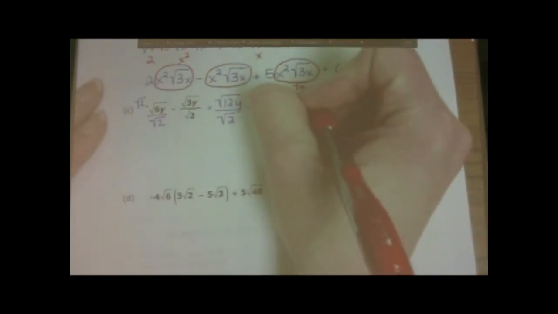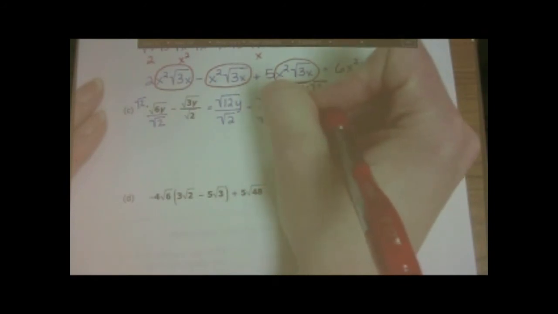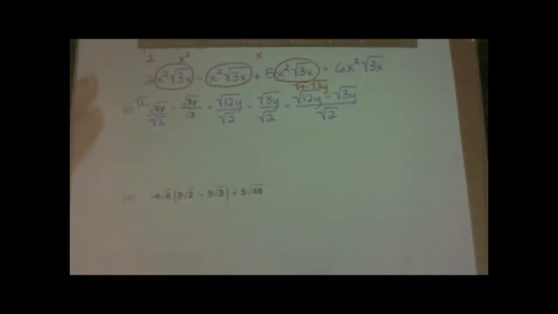All right, so what perfect square goes into 12? That's 4. 4 times 3. So actually what I'll do is I'll have the square root of 4 times the square root of 3y, because that part won't simplify. The square root of 4 is 2, so this is 2 square roots of 3y minus the square root of 3y over the square root of 2.